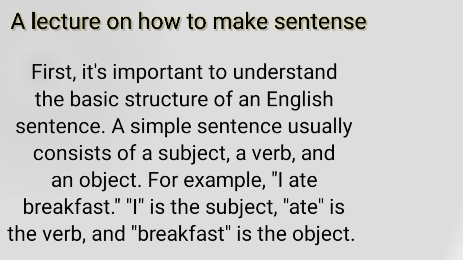First, it's important to understand the basic structure of an English sentence. A simple sentence usually consists of a subject, a verb, and an object. For example, I ate breakfast. I is the subject, ate is the verb, and breakfast is the object.